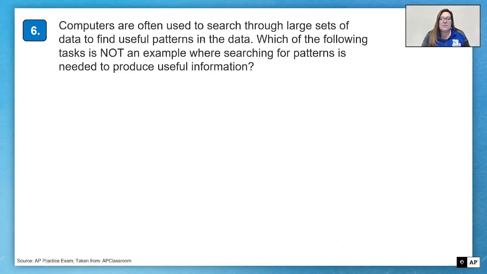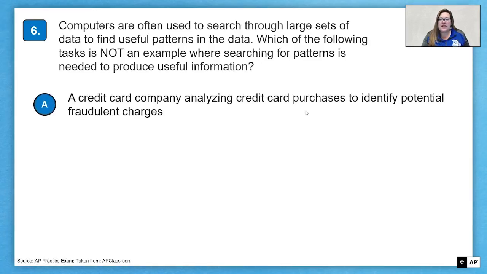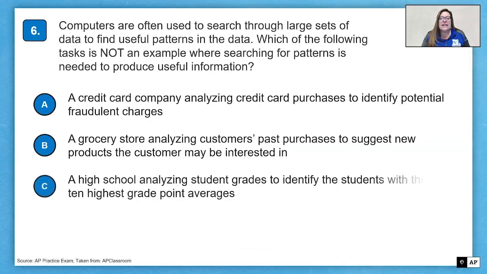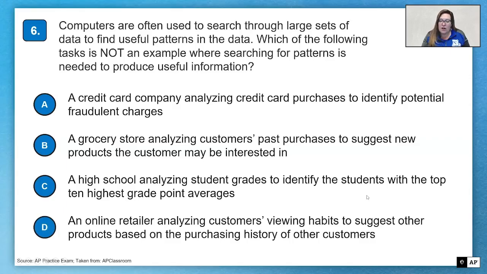Next question. Computers are often used to search through large sets of data to find useful patterns in the data. Which of the following tasks is not an example where searching for patterns is needed to produce useful information? A is a credit card company analyzing credit purchases to identify potential fraudulent charges. B is a grocery store analyzing customers' past purchases to suggest new products the customer may be interested in. C, a high school analyzing student grades to identify the students with the top 10 highest grade point averages. And D, an online retailer analyzing customers' viewing habits to suggest other products based on the purchasing history of other customers.